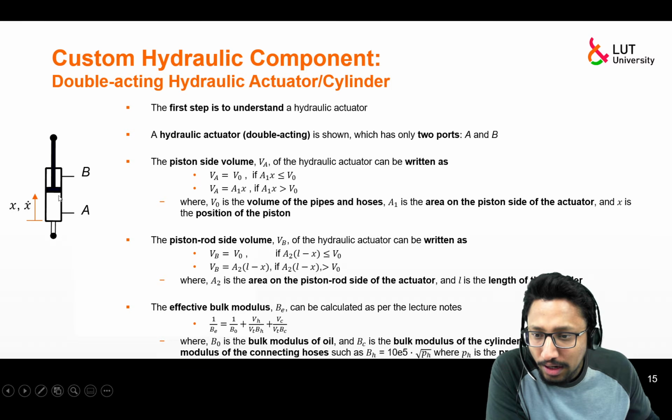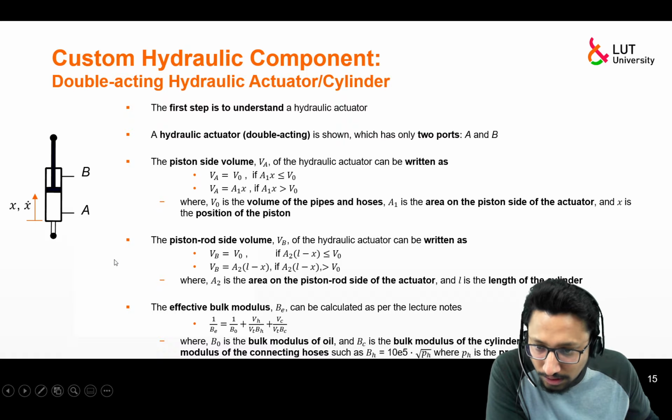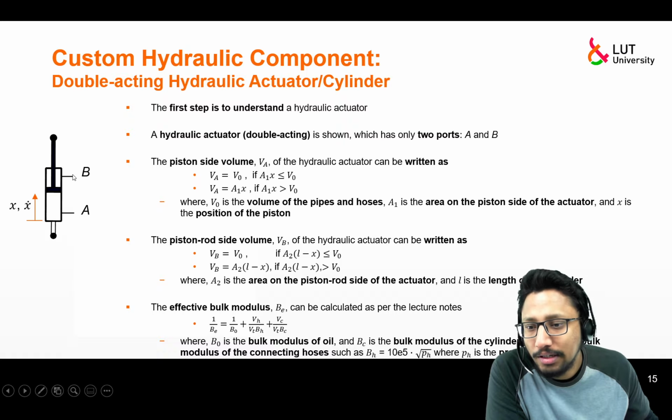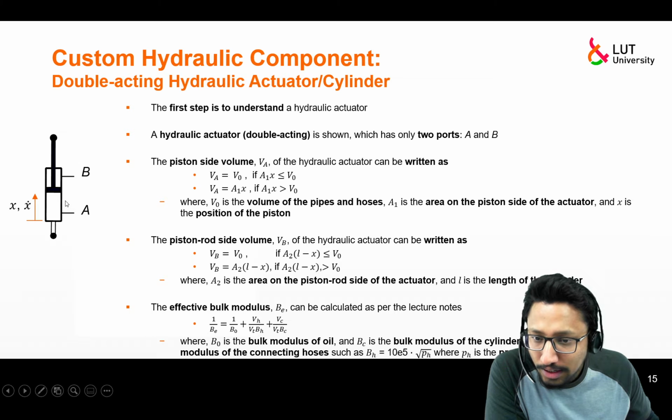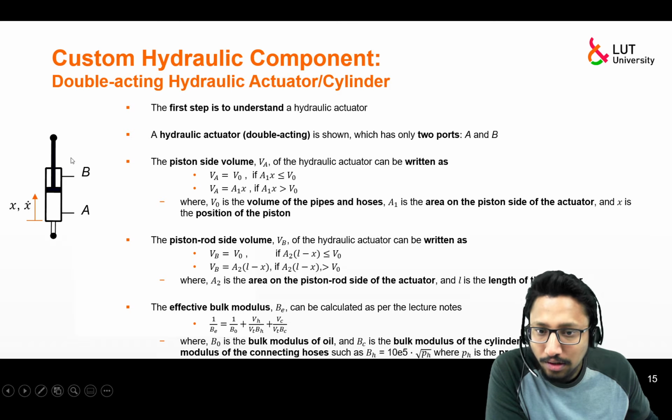Here we have port A and port B. Port A is connecting to port A of the directional control valve, and port B is connecting to port B of the directional control valve. Now there are two sides, as I have already told you: the piston side and the piston rod side.